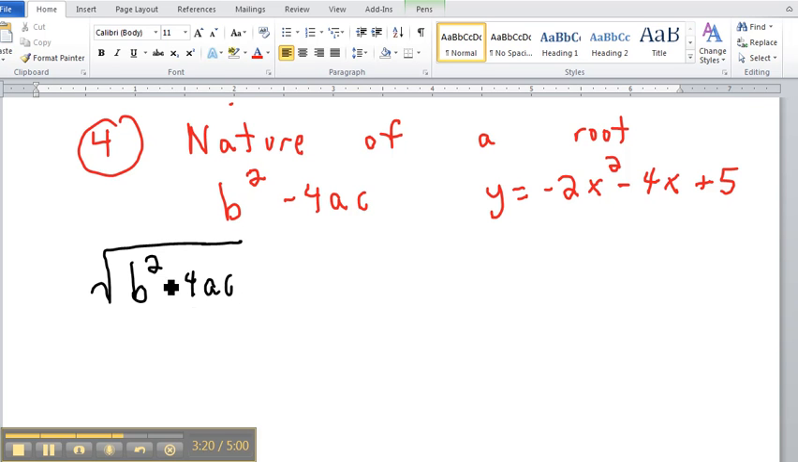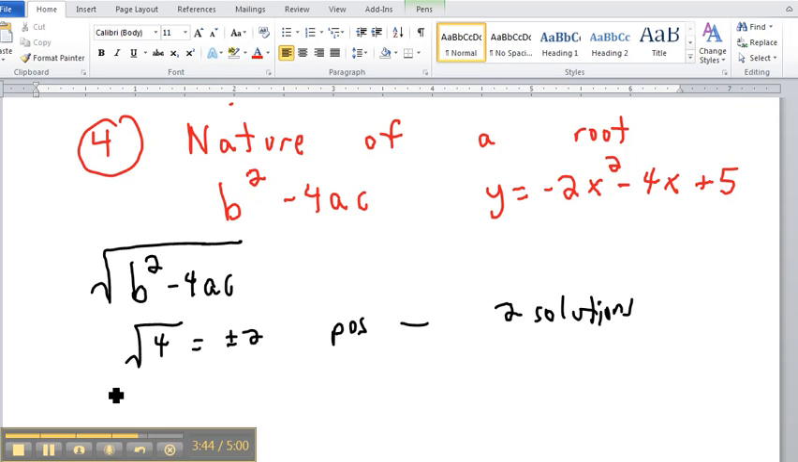So basically, think about it, if it's a square root, if it's a positive value, let's say 4, you're going to have two answers, because this is plus or minus 2. So if your value is positive, you have two solutions. Okay? What if you had the square root of and your answer was 0? Well, the square root of 0 is just 0, so that means you're going to have one solution, exactly one solution.